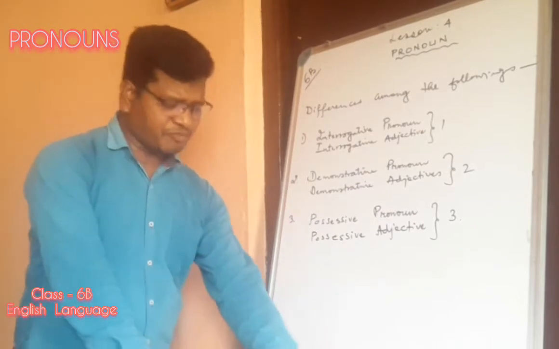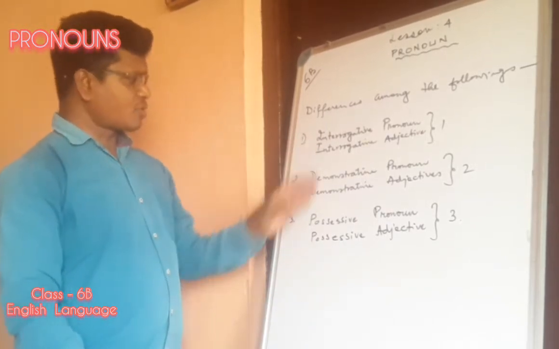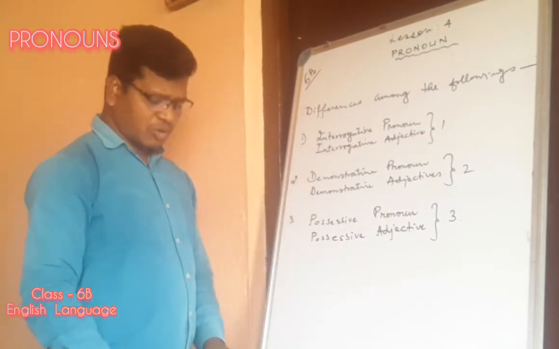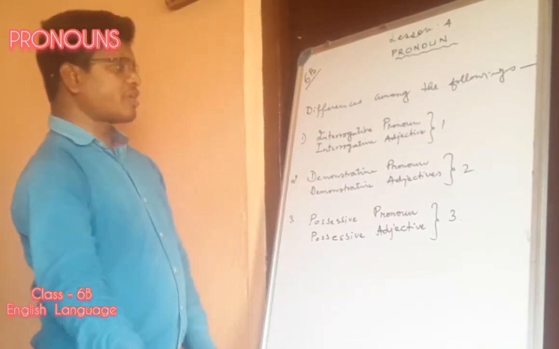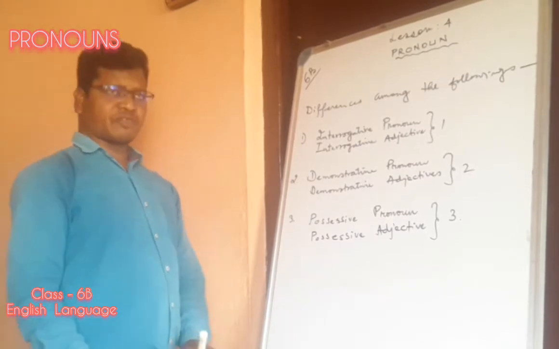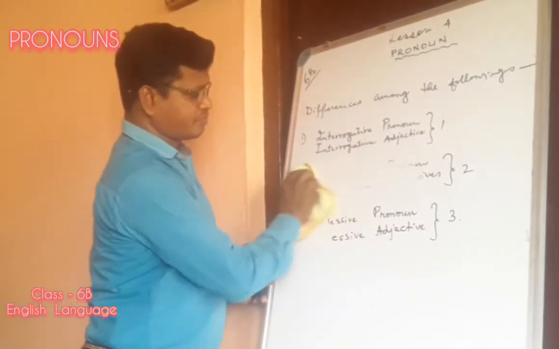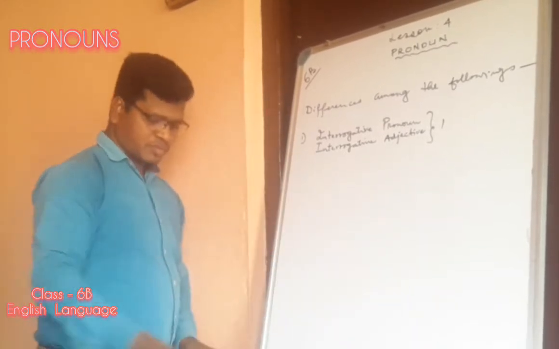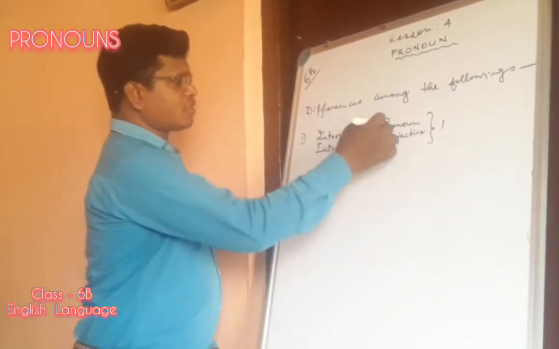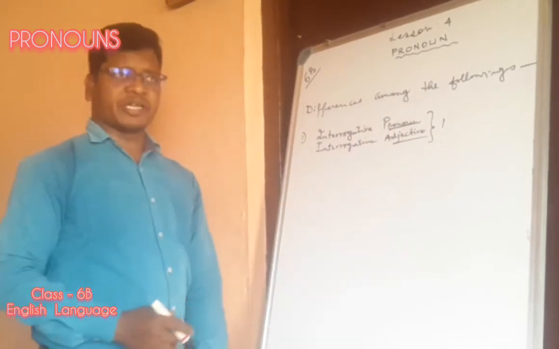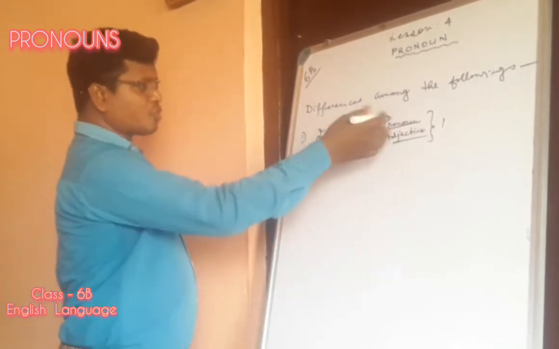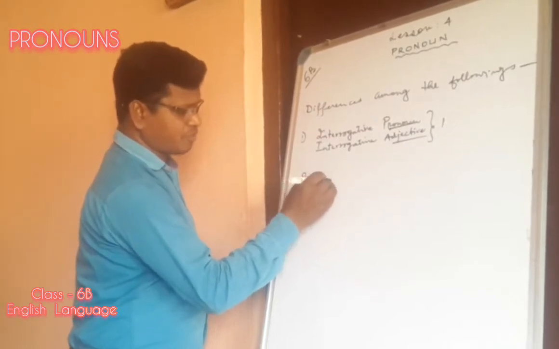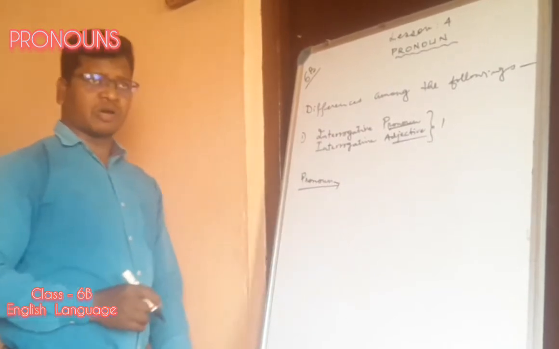So let us see the first one. I think it's all visible, you can all very well see that. So let us talk about the first one. We can see the interrogative pronoun and interrogative adjective. As we have already learned the definition of pronoun and adjective, what do we do actually when we talk about a pronoun? What is a pronoun? Can you tell me what is a pronoun?